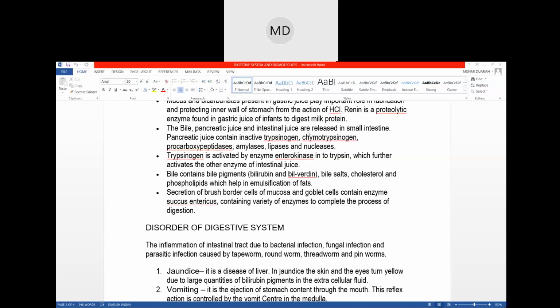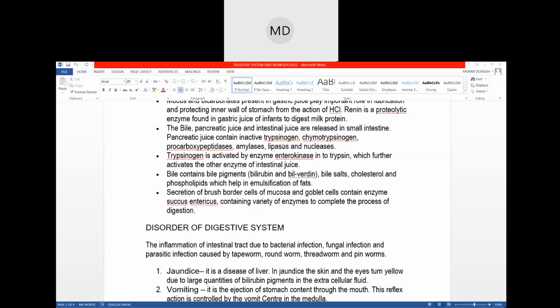So in the small intestine, what happens? There is bile, pancreatic juice, and intestinal juice. Bile, pancreatic juice, and intestinal juice are released in the small intestine. Pancreatic juice has many enzymes. These are the names of the enzymes, try to remember them if you can: trypsinogen, chymotrypsinogen, carboxypeptidase, amylase, lipase, nuclease. All these enzymes are present in the pancreatic juice.